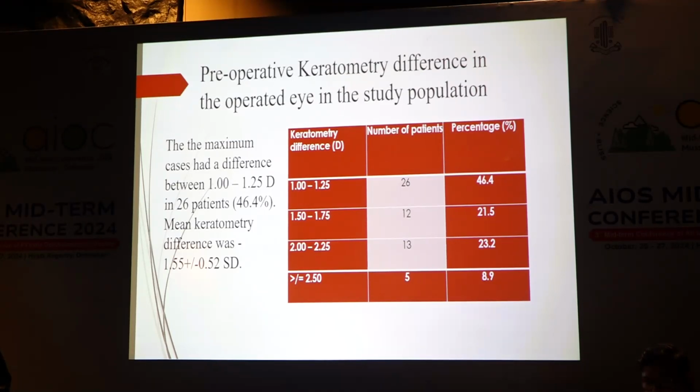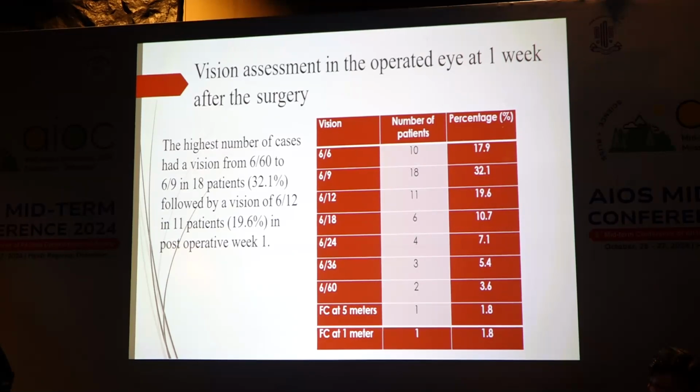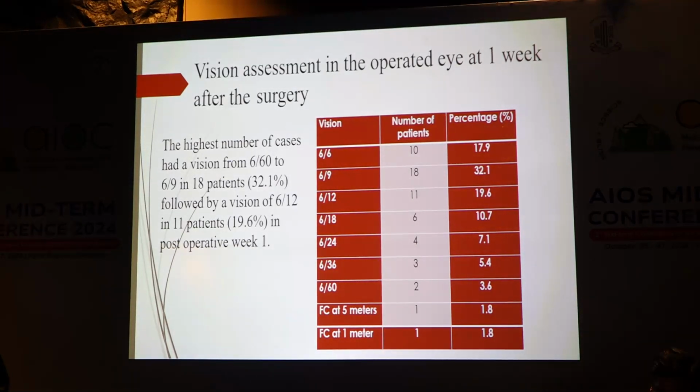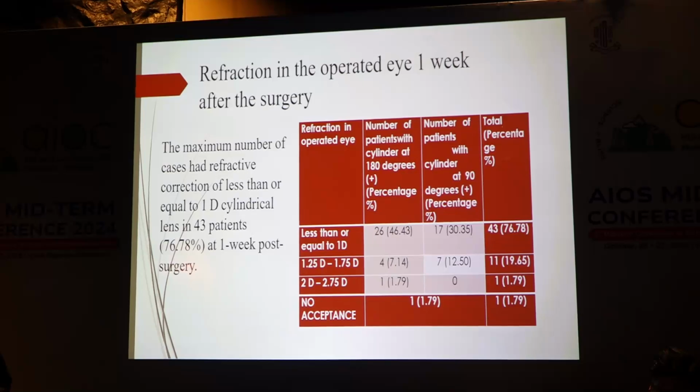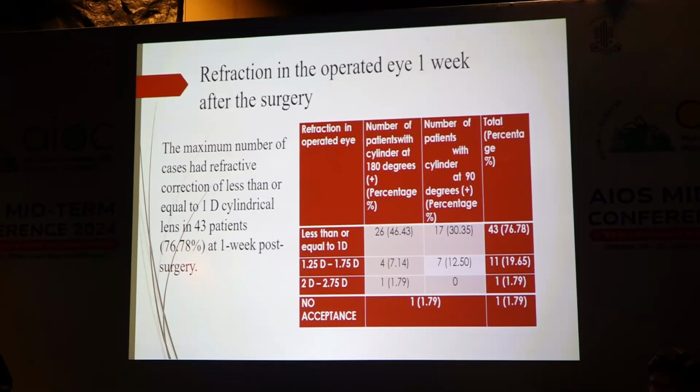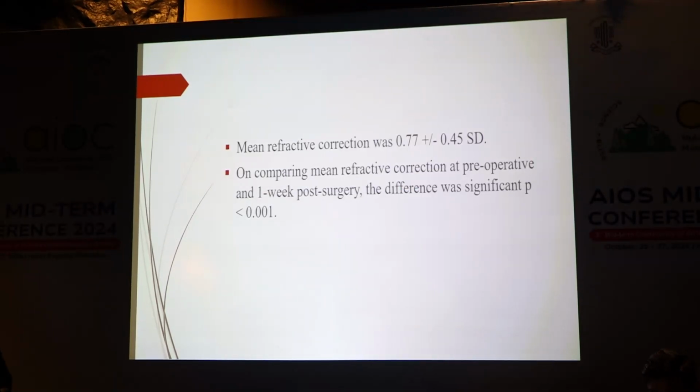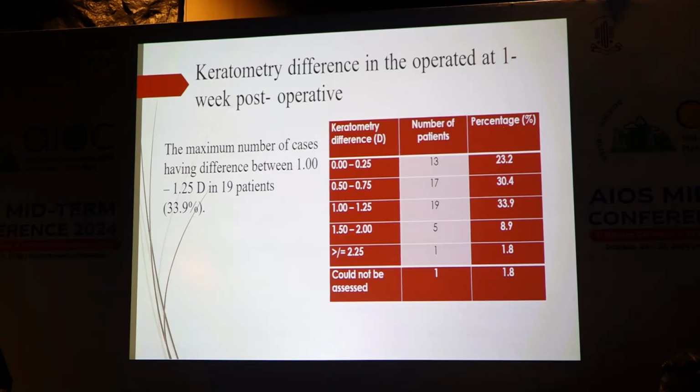Now, since we have taken 1 to 3 diopter keratometry difference, we see that the majority of the cases were between 1 to 1.25, that was 46.4%. Now coming to 1 week post-surgery, we see that the vision improved to 6/9 in 32.1% of the individuals. For refraction correction, the maximum number of individuals now had less than 1 diopter, that was 76.78%. The mean refractive correction was 0.77 plus minus 0.45 standard deviation, which was clinically and statistically significant compared to the preoperative evaluation. In the keratometry difference, we can see the maximum number is between 1 to 1.25.